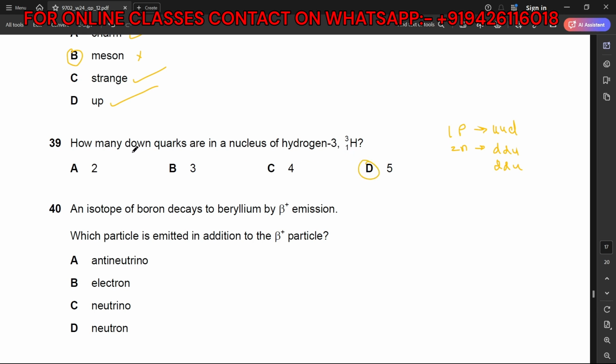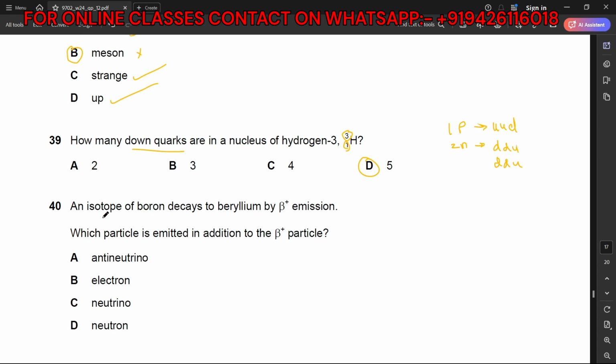So there are two neutrons, one proton, to make this 3 over here. One is the proton number. So yeah, proton has UUD structure, neutron has DDU structure or UDD structure. Based on this, we can see that there are 5 down quarks.